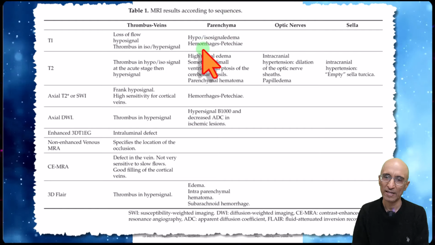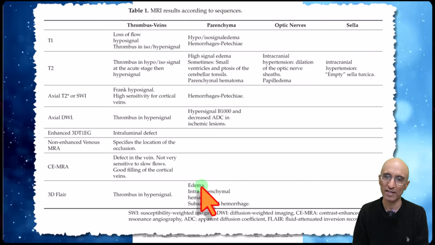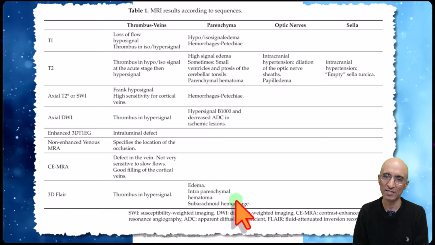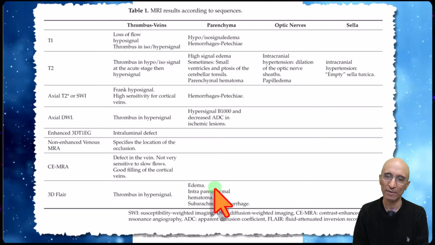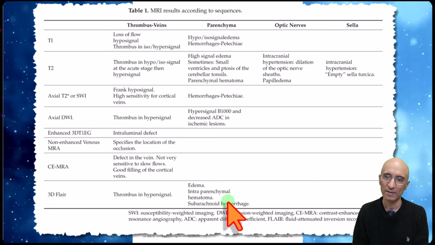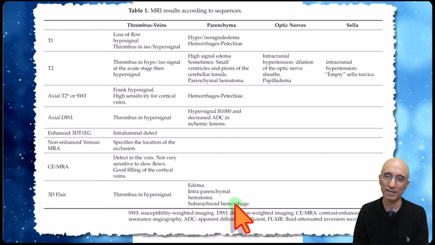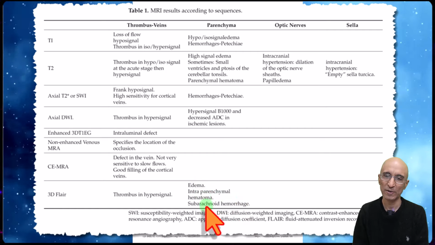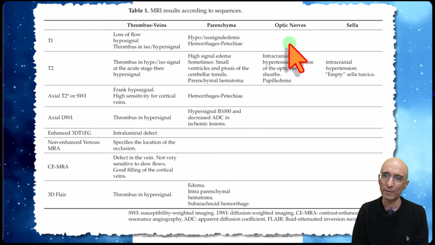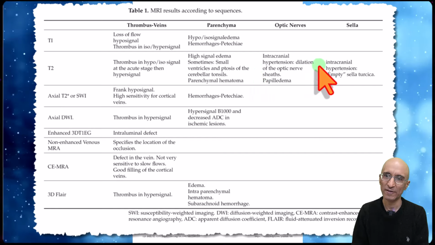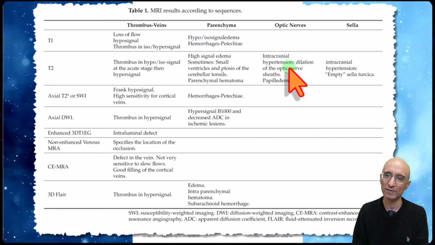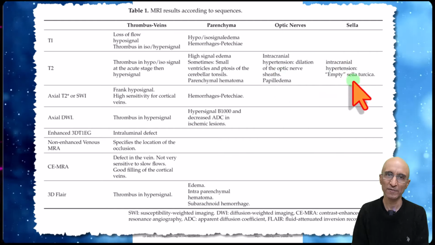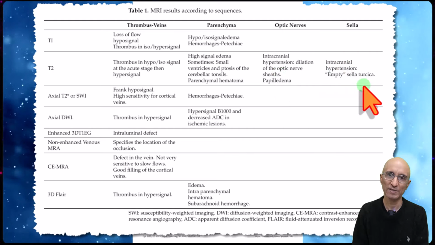With regards to parenchymal findings, as we saw in our patient, there can be edema due to a combination of venous infarction and venous congestion. In some patients, we can also have hemorrhagic conversion of the edema and infarction. We can see subarachnoid hemorrhage classically in the parasagittal regions in the setting of superior sagittal sinus thrombosis. Because of the elevated intracranial pressure, we can see dilatation of the optic nerve sheath on MR imaging, and we can also have empty sella configuration.